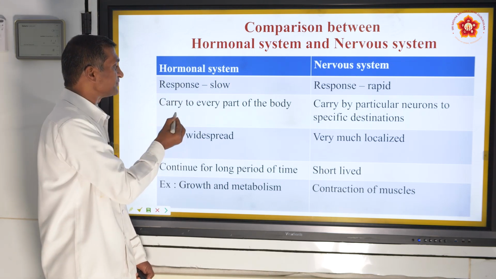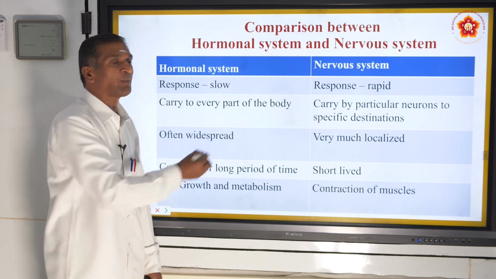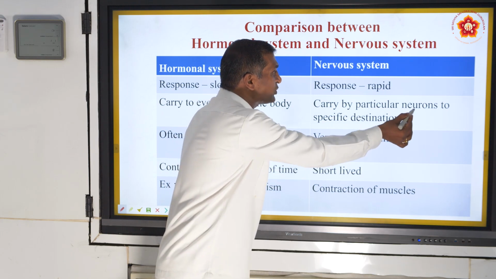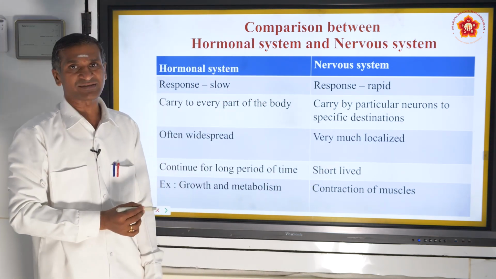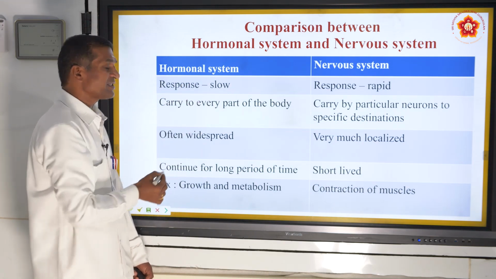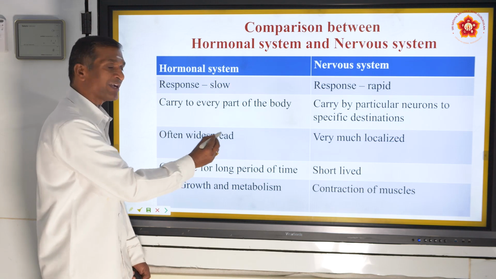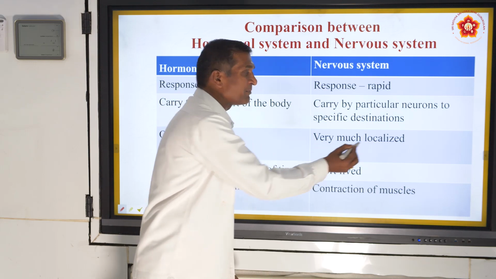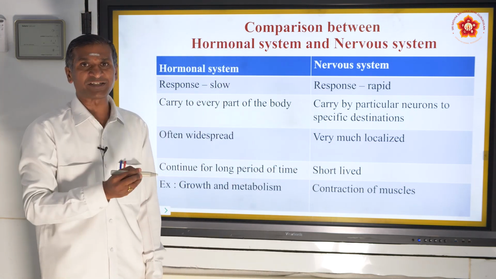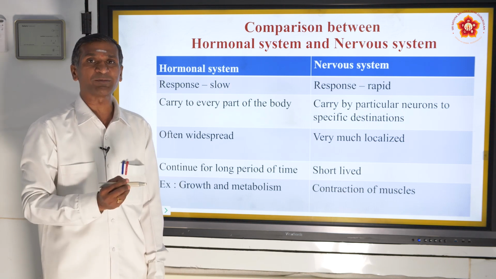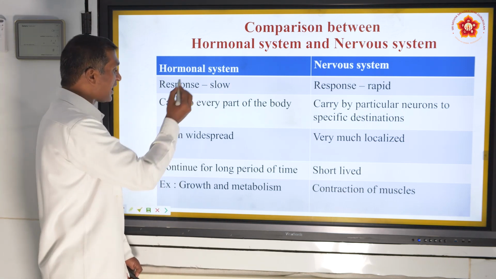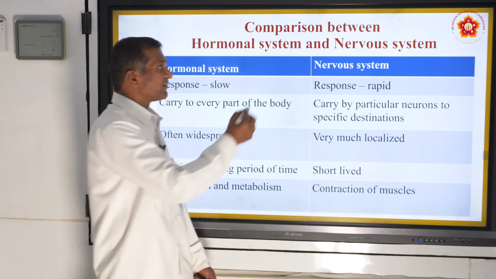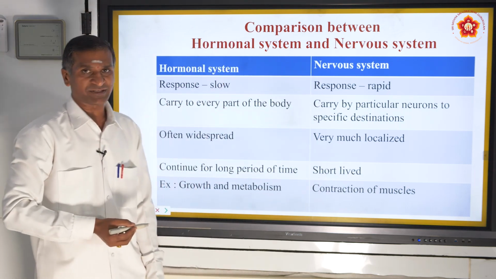In the hormonal system, they carry to every part of the body, whereas the nervous system carries by particular neurons to specific destinations. In the hormonal system, these hormones are often widespread. They spread throughout the body, whereas the nervous system is very much localized to a particular organ. The particular nerve itself is connected either from the brain or the spinal cord. The hormonal system continues for a long period of time, whereas the nervous system is short-lived.